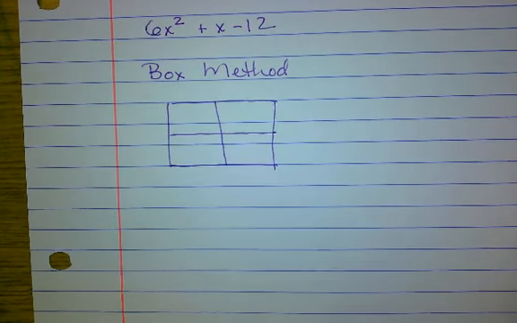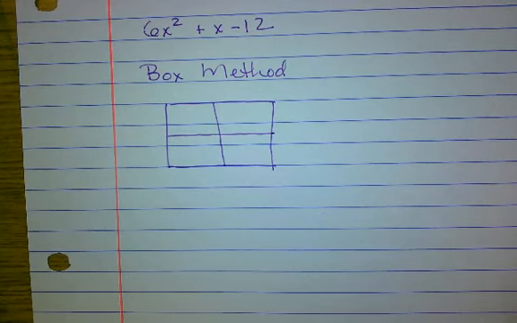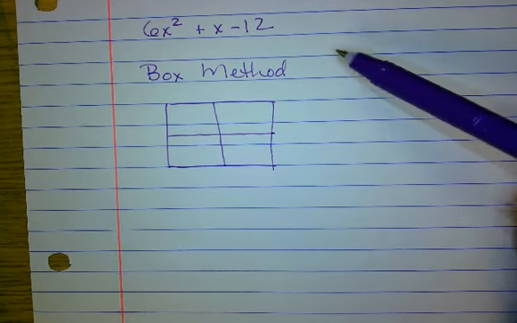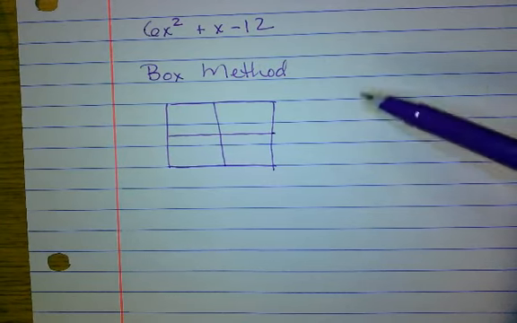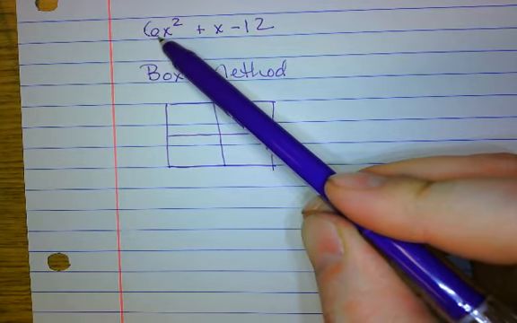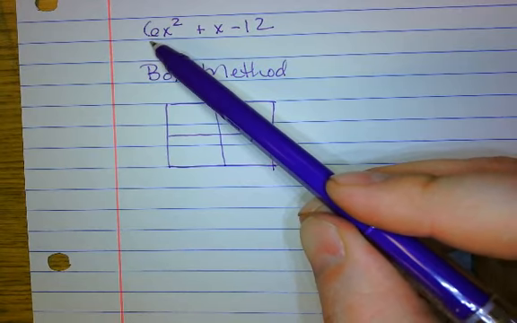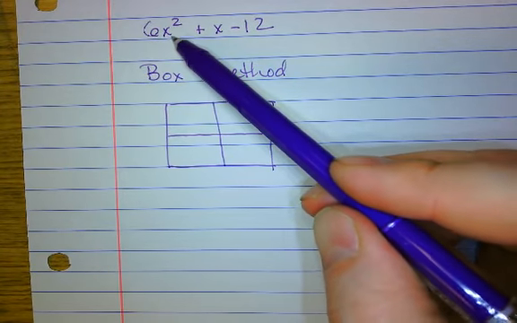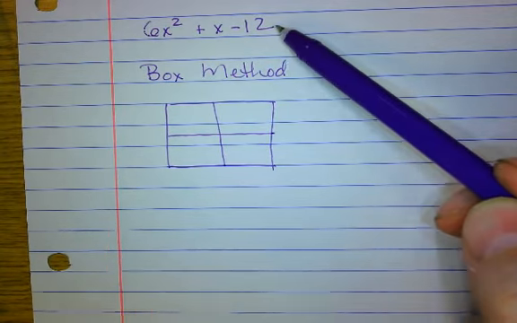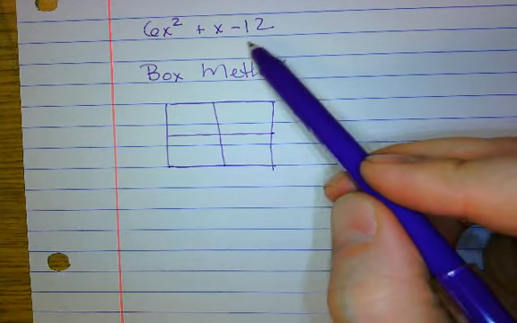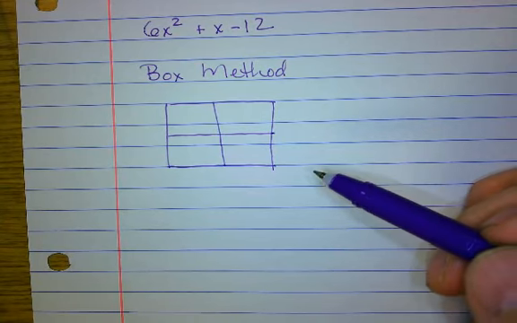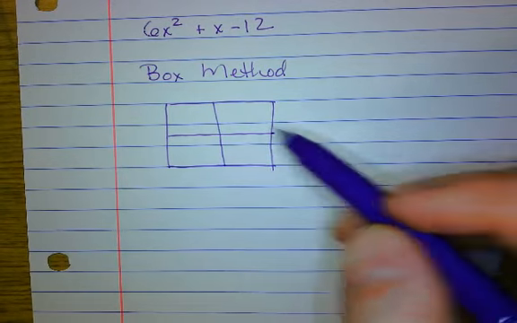Alright, hey class, here is the box method that we did today, and we are going through to see how we can use it to help us solve trinomials or factor trinomials that has an a value greater than 1. So when we look at this, I have 6x squared plus x minus 12, and the first thing we want to do is use this for our box so that we know what goes where, so we can get this filled out.